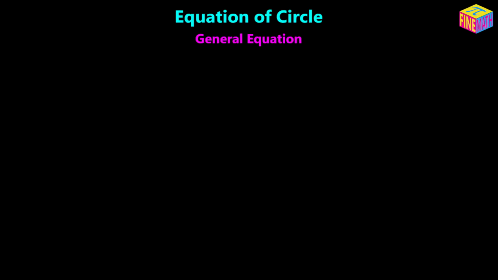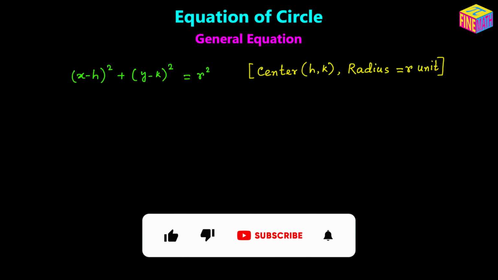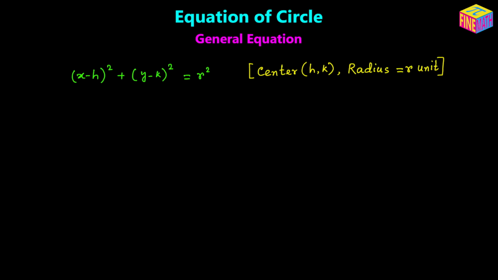Hi everyone, in this video we are going to discuss the general equation of a circle. In a previous video we have already seen the fundamental equation of a circle, which looks like this: (x minus h) whole squared plus (y minus k) whole squared is equal to r squared, where the center of the circle is located at (h, k) and the radius is equal to r units. From this fundamental equation, we are going to try and get a sense of the general equation.